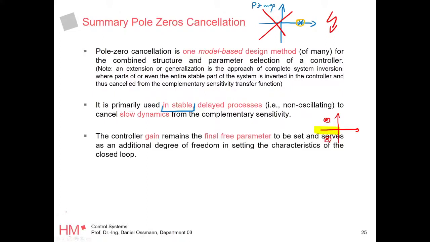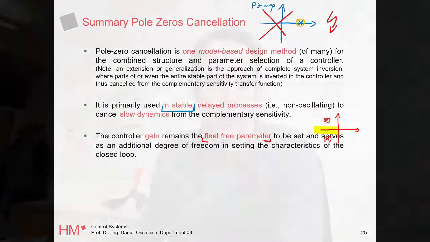Okay. Yeah, so we take the zeros of the controller to cancel, and the final parameter which is left is usually the gain, and you can use that gain to adapt the dynamics of your system. Okay, and that's basically it. And there we will actually have a couple of examples.